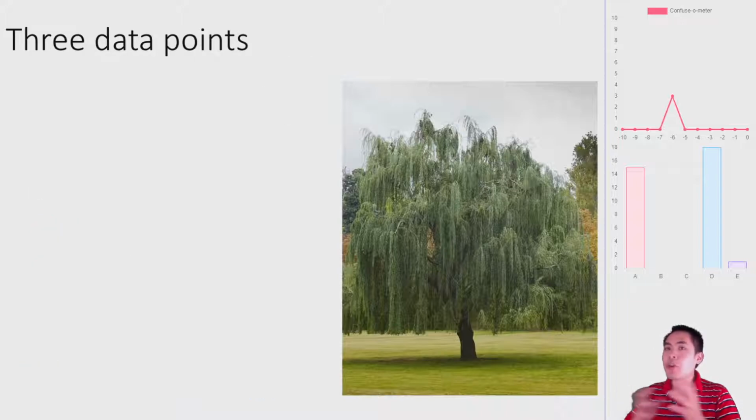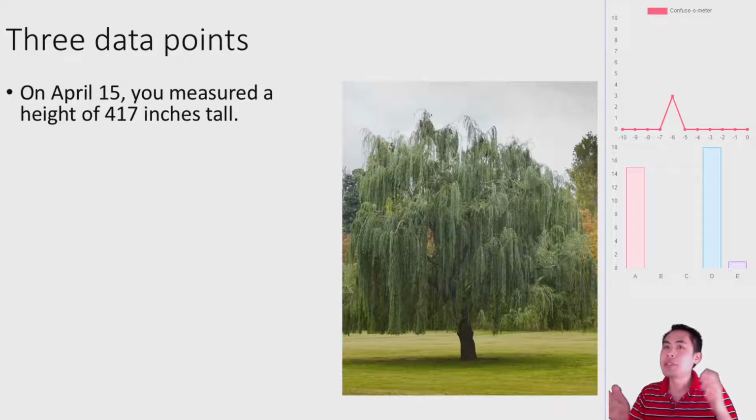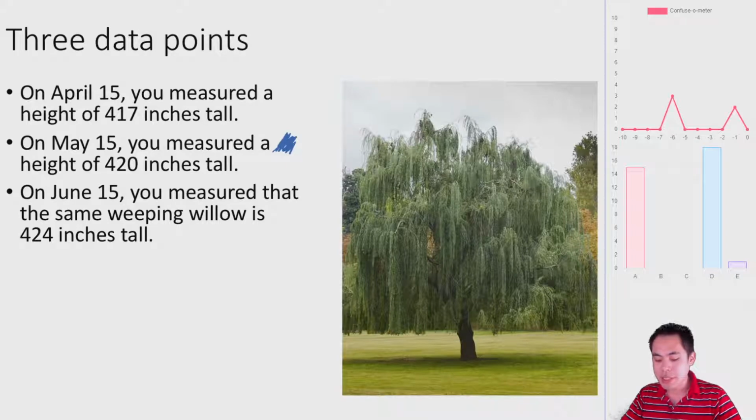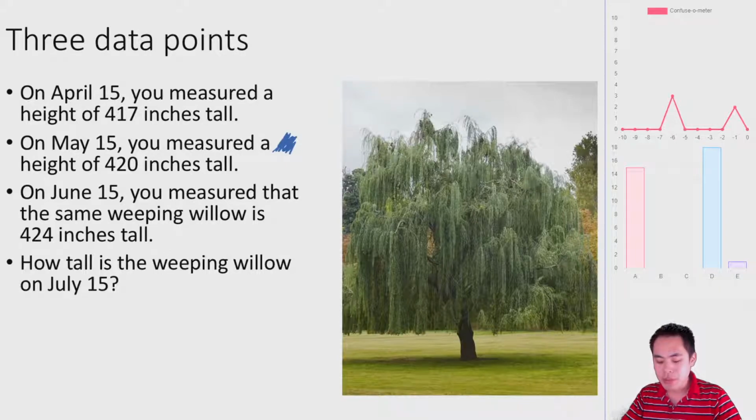But even for this two-parameter model, if you have 3 data points, then all of a sudden things can go wrong again. So let's suppose that you've taken 3 measurements. On April 15th, you measured the height of 417 inches tall. On May 15th, you measured 420. I have so many random typos in these slides. I'm very sorry about that. A height of 420 inches tall. On June 15th, you measured that the same weeping willow is 424 inches tall. How tall is the weeping willow a month from now, on July 15th?